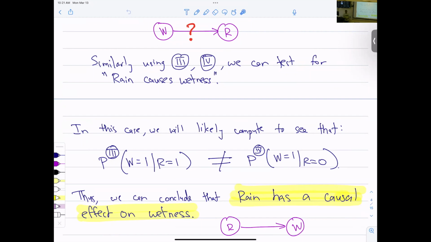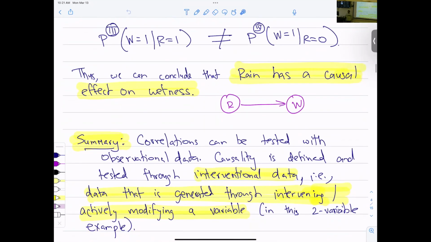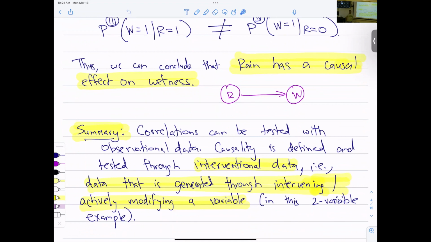The summary at this point is that correlations are tested using observational data. Causation, at least the definition of causation we are using here, which is Pearlian causation, is tested using interventional data. That is data generated by actively modifying a variable, and therefore having a new generative model of the data, and then computing distributions or conditional distributions.